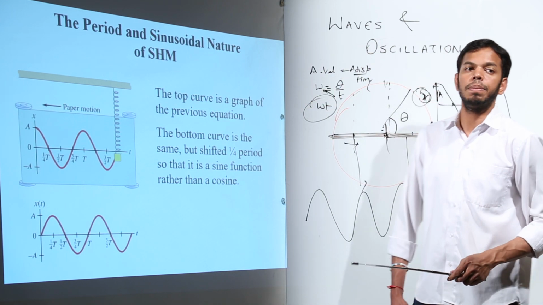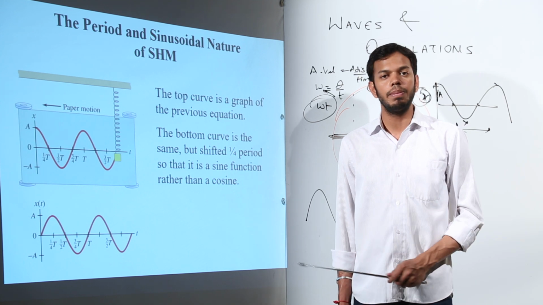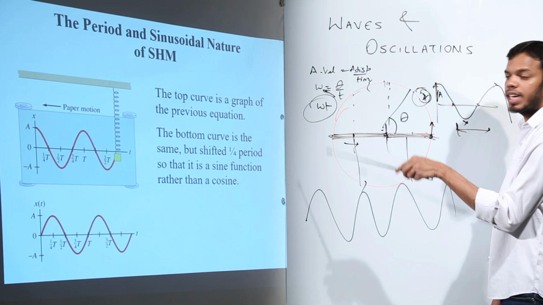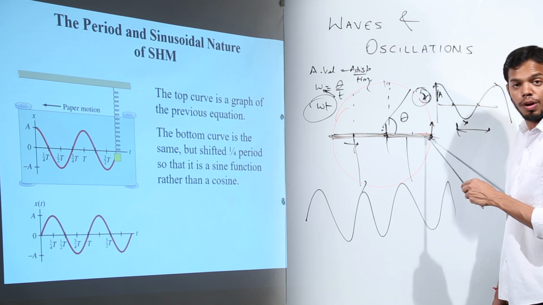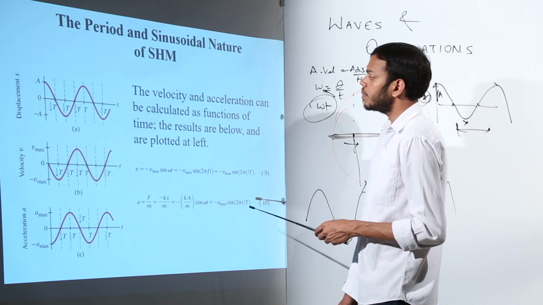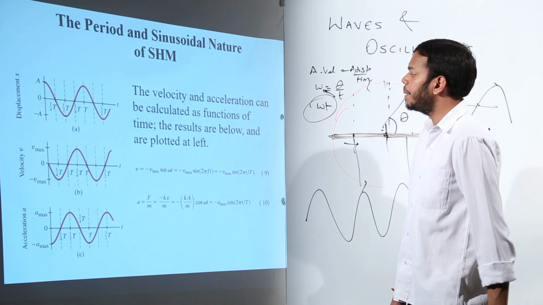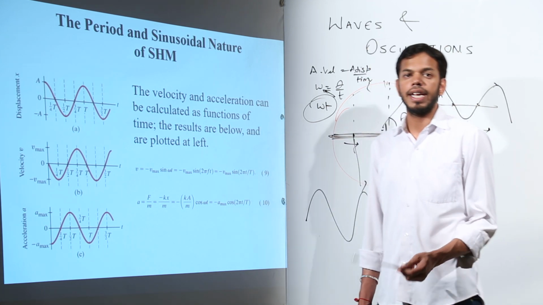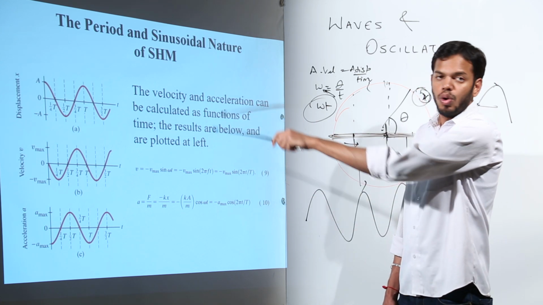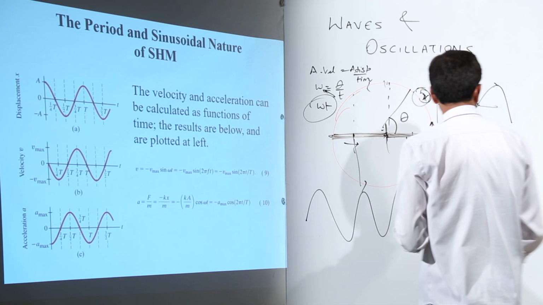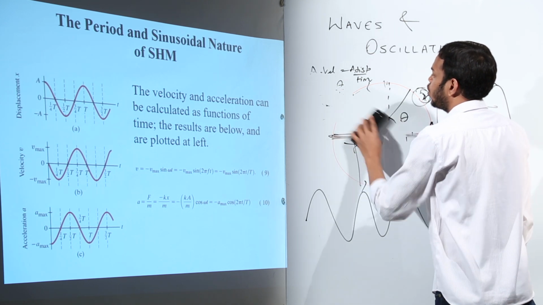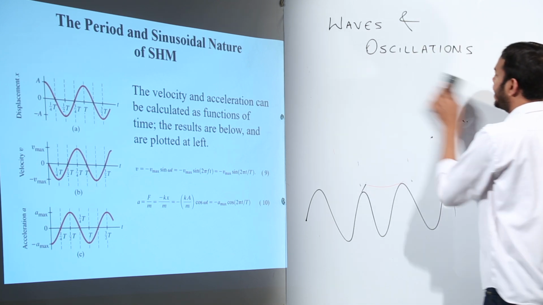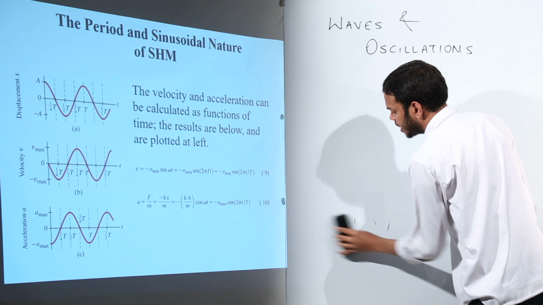So SHM can be represented in both sine and cosine waves, it doesn't matter. You can start with cos, you can start with sine, because if I start my particle from this point, the graph I am going to get would be sine. If I start my particle from this point, the graph I am going to get would be cos. Now, velocity and acceleration can be calculated as functions of time and displacement. How? We know the equation is x equal to A cos omega t. I hope it is very clear to you what projection means in relation to SHM.